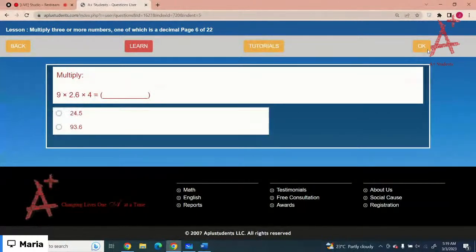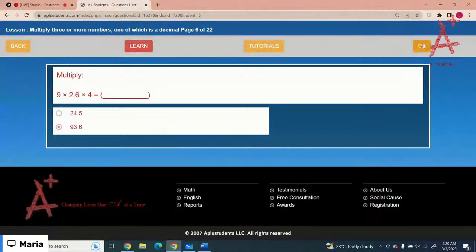Okay. 9 times 2.6 times 4. So which is the correct option? 9 times 4 is 36. And 36 times 2.6 is, it's okay. The correct option is 93.6.